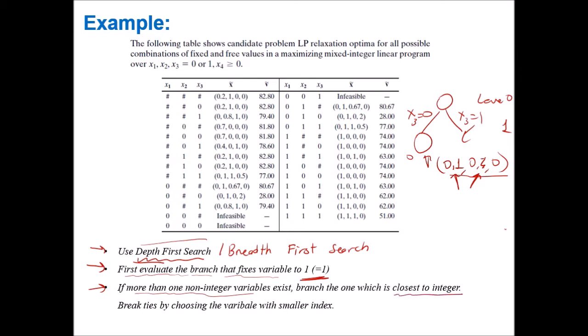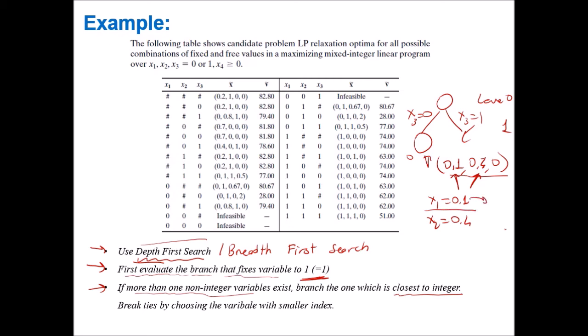The value of x1 is equal to 0.1, the value of x2 is equal to 0.4. Which one of these is closest to an integer? It doesn't say closest to 0 or 1. It says closest to an integer, so we need to check both 0 and 1. This value x1 is closer to 0, not 1.